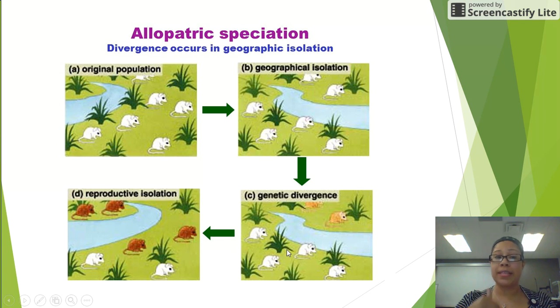And if time passes and they've evolved enough, even if the river changes paths, and you see here in the last one, we end up with them being mixed back together. But now they're so different, they're reproductively isolated, so they are no longer the same species.